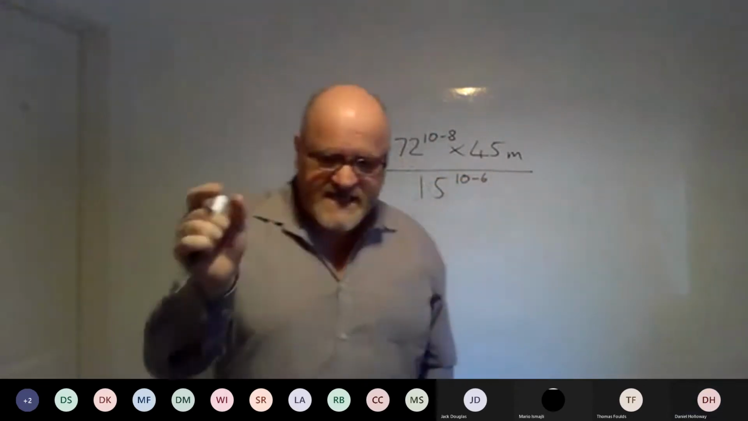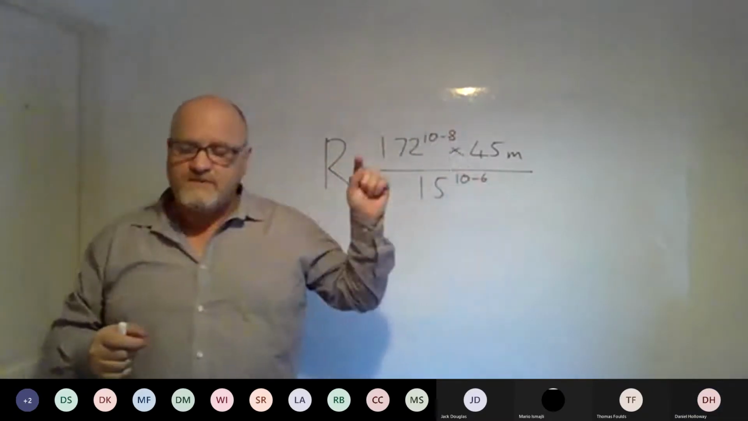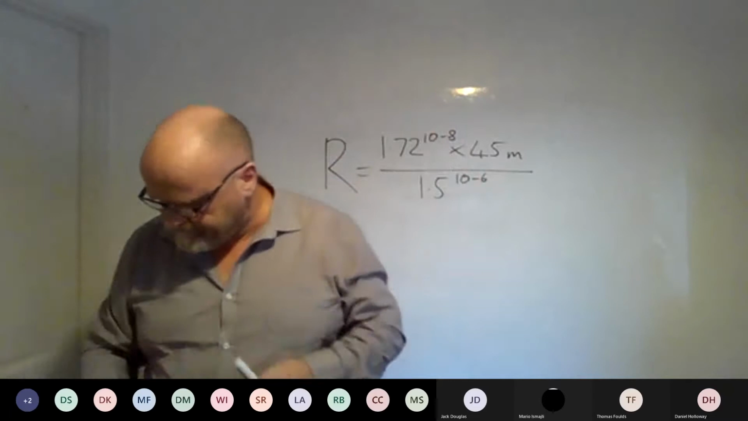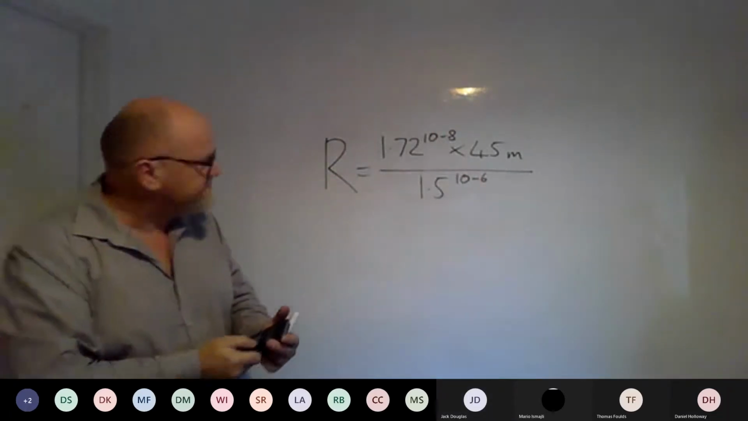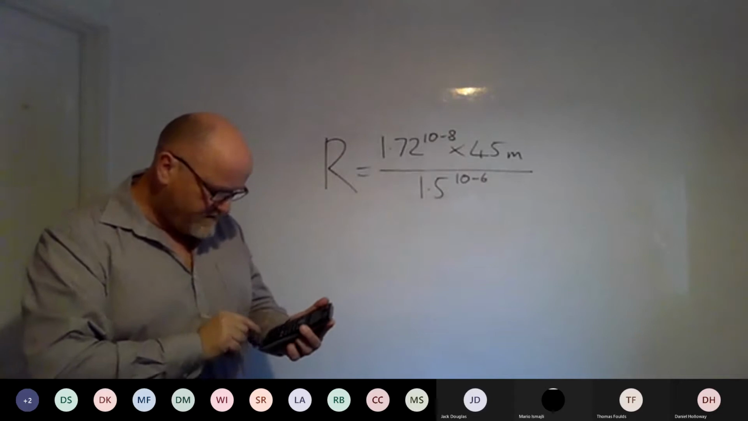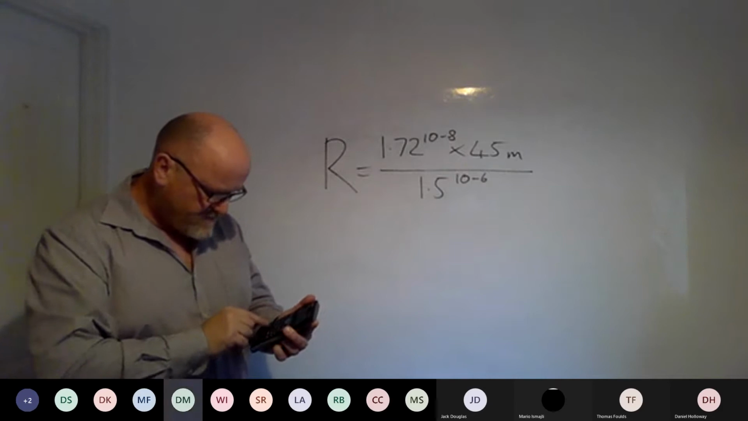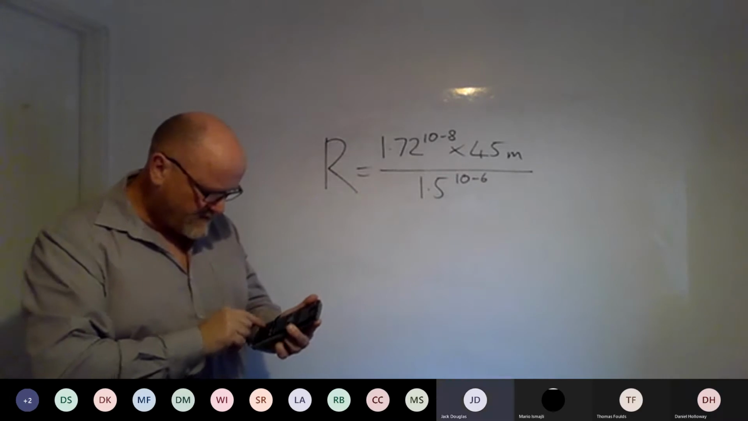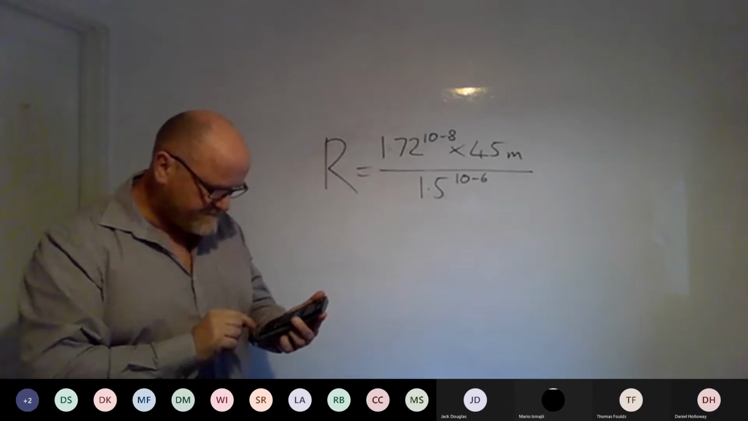If I connected the live and earth together at the board, consumer unit, and then tested at the furthest lamp, what should my reading be? Have a go at doing that in your calculator. So you put 1.72 x10 minus 8 times 45 divide 1.5 x10 minus 6.